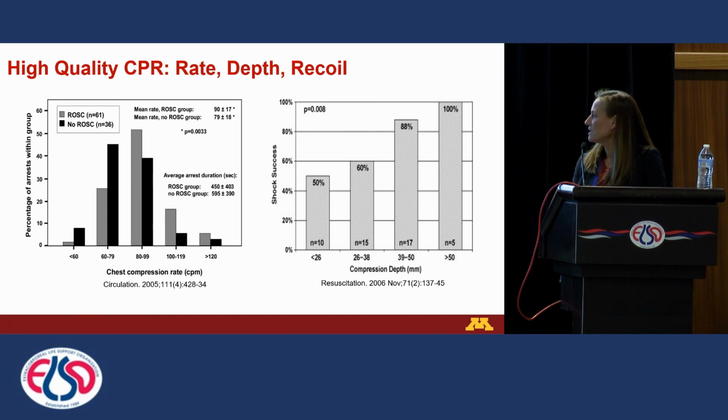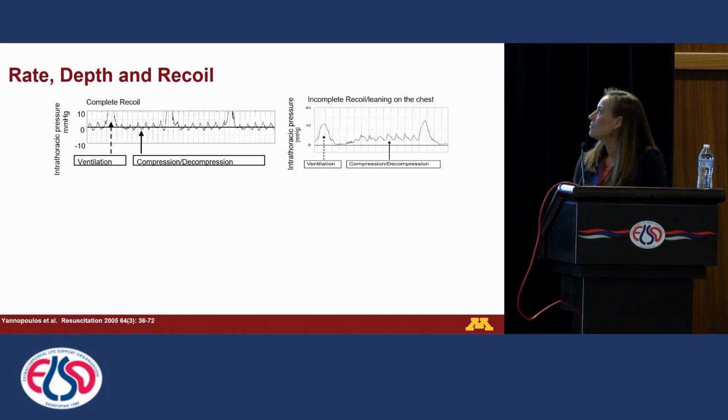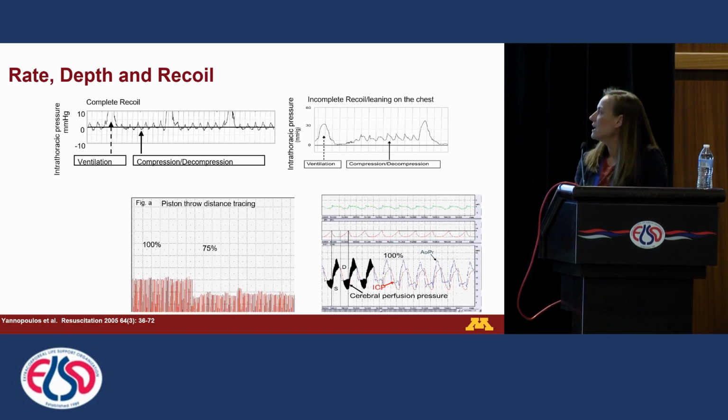This is some of the data for chest compressions and the compression depth that leads to improved outcomes. Similarly, the data for chest recoil is shown here. On the right-hand side, you can see that incomplete recoil, or leaning on the chest wall, leads to increased intrathoracic pressure. And for reasons we'll talk about later, that increased intrathoracic pressure leads to rise in intracranial pressure.